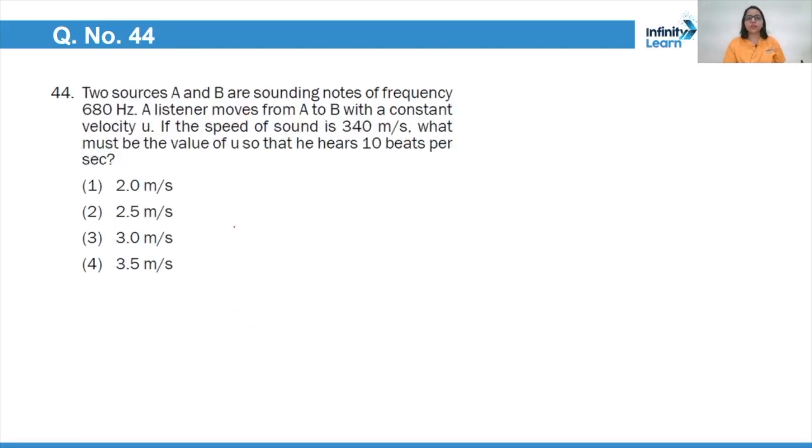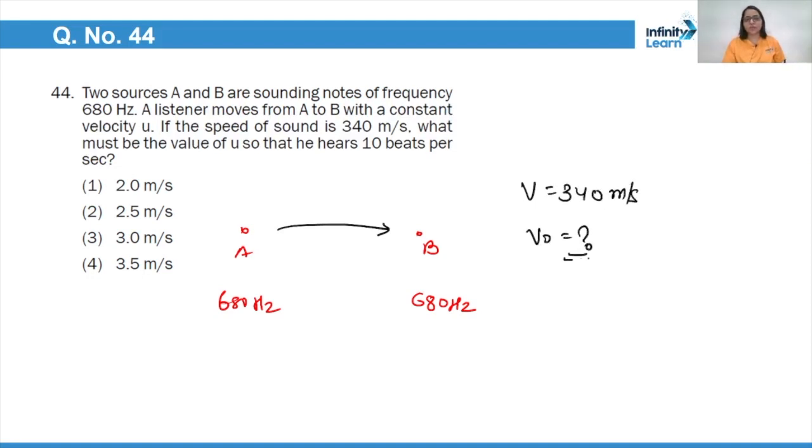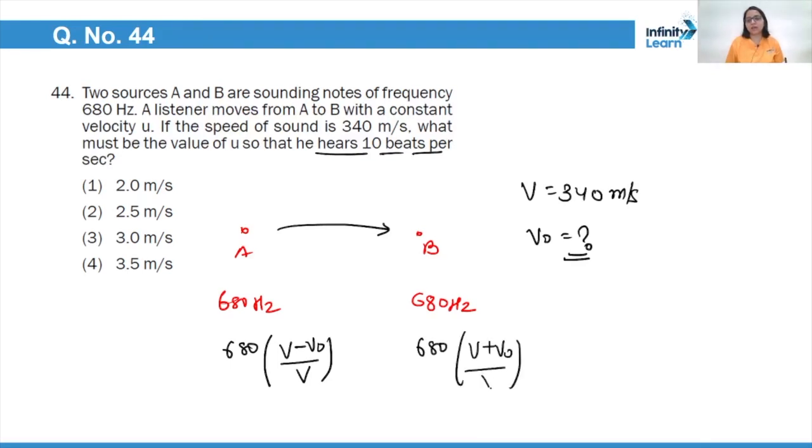Question number 44. We have two sources, A and B, sounding notes of frequency 680 Hz. A listener, that means observer, is moving from A to B and speed of sound is 340 meter per second. So what should be the velocity of the observer so that he hears 10 beats per second? Okay. So when the listener is moving away from A, the apparent frequency will be less than the actual frequency, which is equal to 680 into (V minus VO) divided by V. And if it is moving towards B, the apparent frequency will be more than the actual frequency, which is equal to 680 into (V plus VO) divided by V.